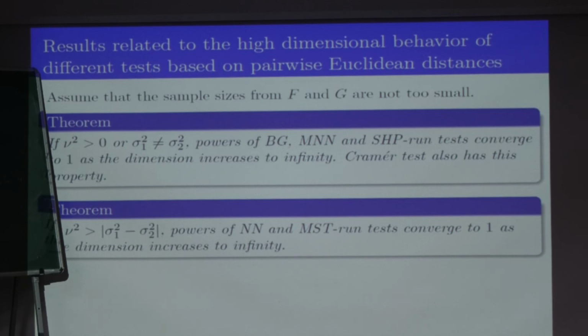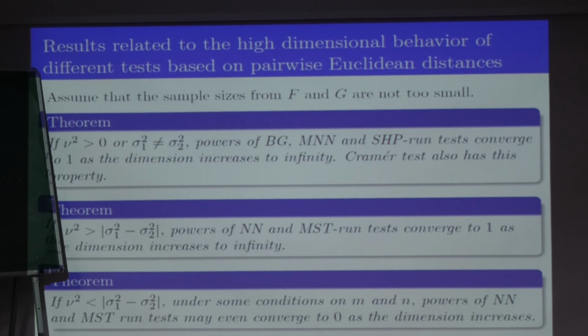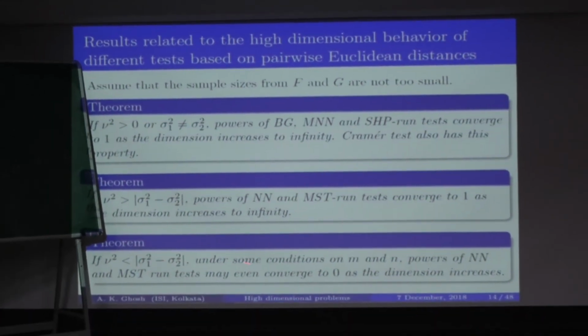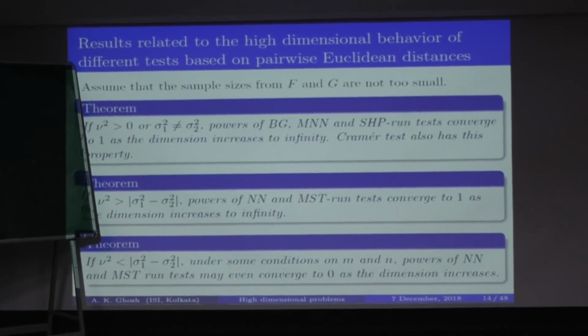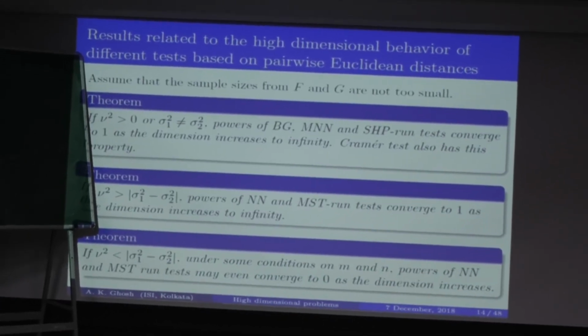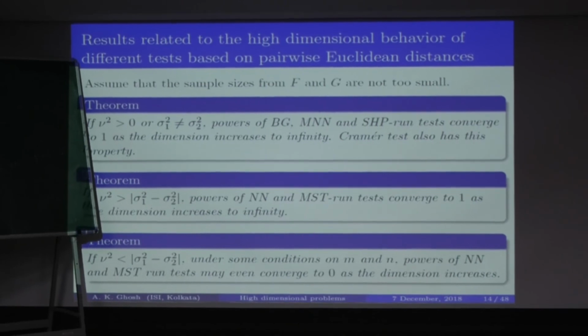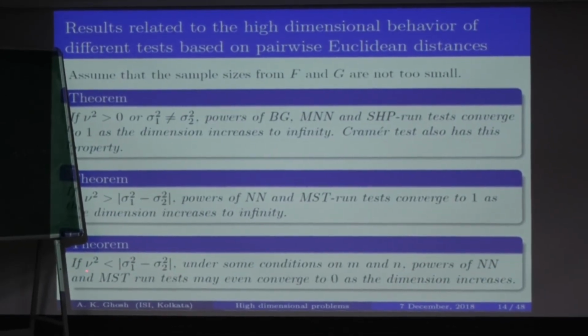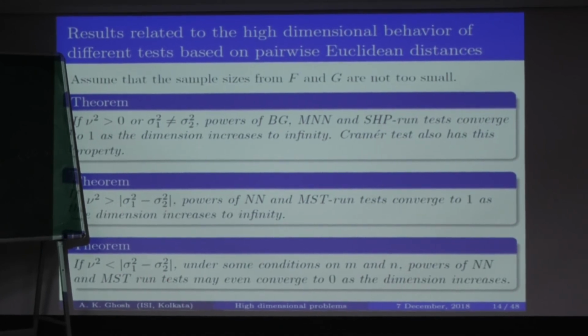Okay. If mu square exceeds this, that means the location difference dominates the scale difference, then we do not have any problem with the nearest neighbor test and minimal spanning tree. But if it is the other way around, and the location difference gets dominated by the scale difference, then we have seen that the test based on the nearest neighbor and the minimal spanning tree may not perform well. There is a theoretical result which states that the power may even converge to 0 as the dimension increases, depending on M and N.